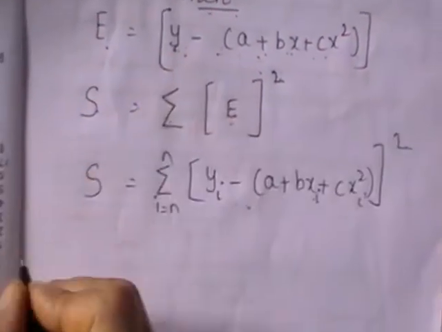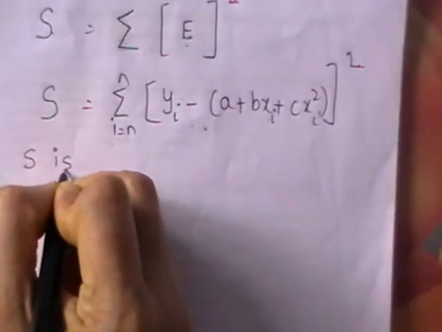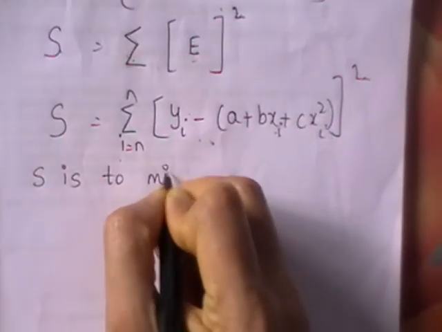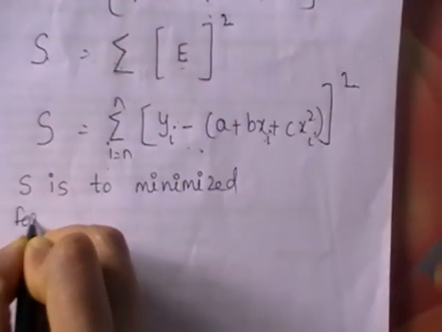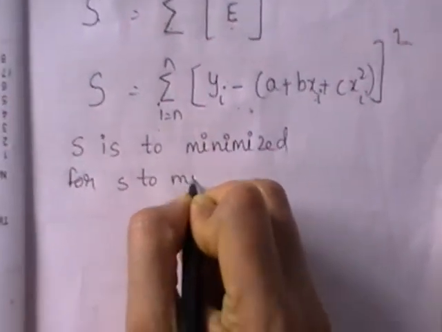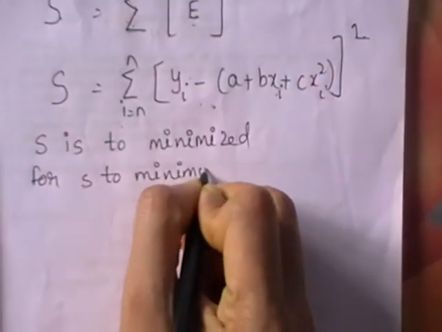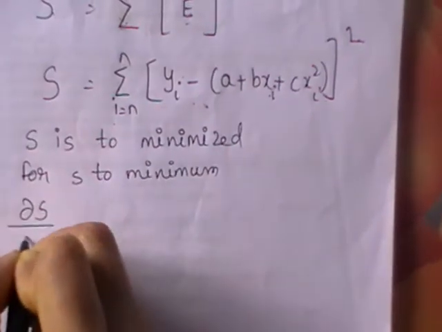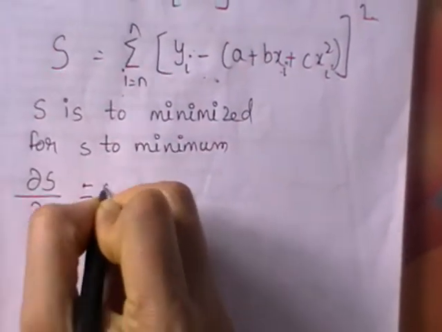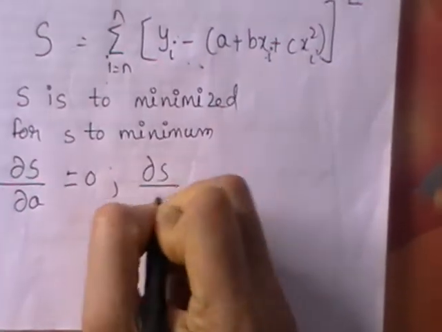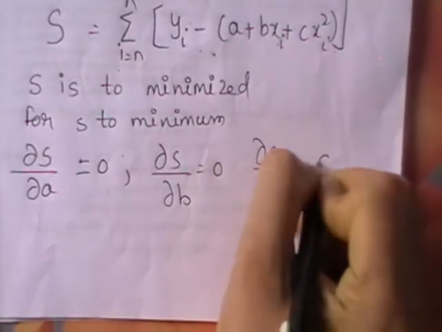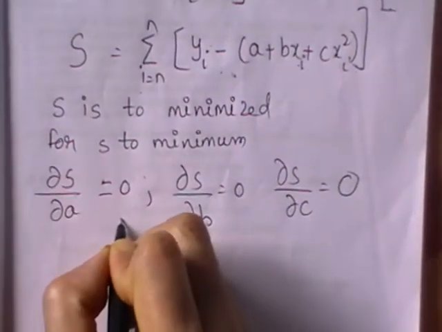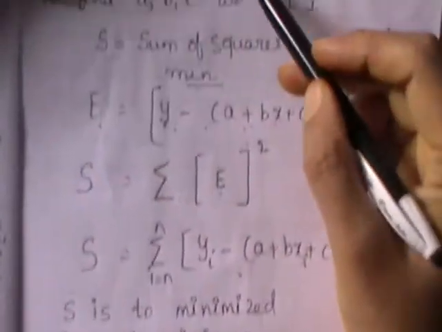Now what does this problem consist of? S is to be minimized. The error sum of squares is to be minimized. For S to be minimum, you have three constants. You should find dou S by dou a and equate it to 0, dou S by dou b equal to 0, and dou S by dou c equal to 0. Then how many equations are you going to get? 1, 2, 3. As you have three constants, you'll get three equations.